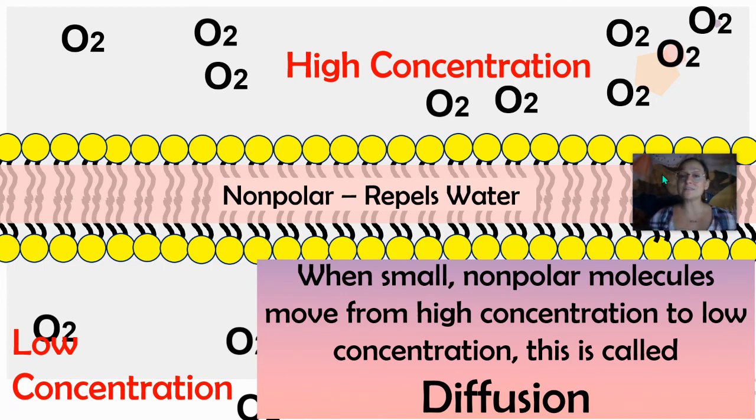This is one of the ways oxygen moves into our cells, and the way carbon dioxide moves out of our cells. So small nonpolar molecules can enter or leave a cell by diffusion, moving from a high concentration to a low concentration based on just random collisions and an overall movement to where there's less of them.